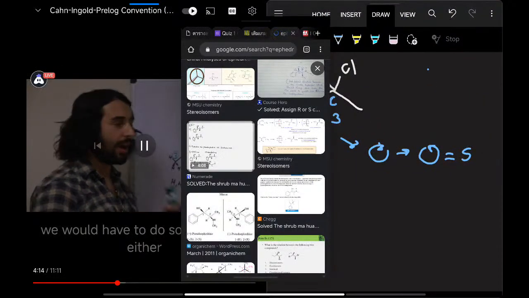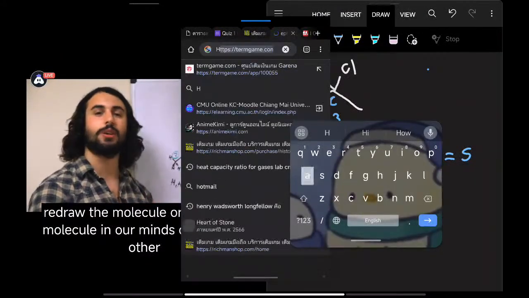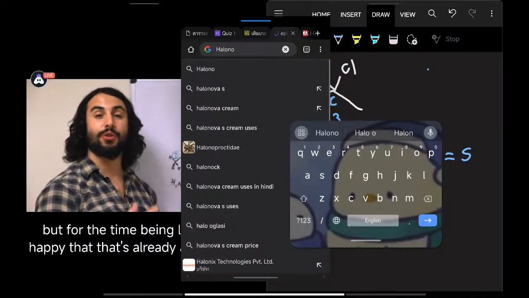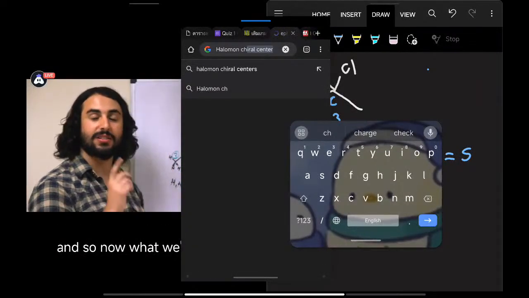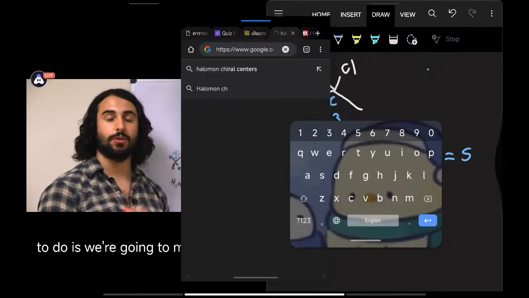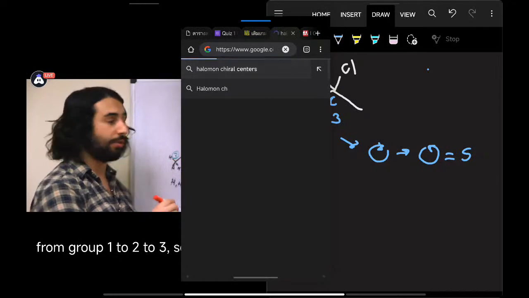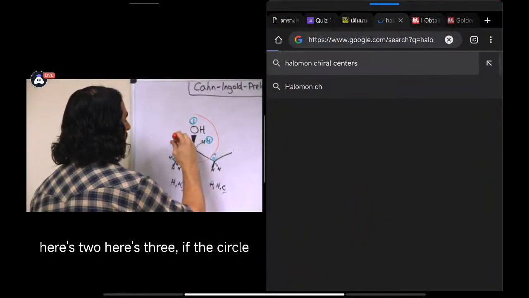To either redraw the molecule or rotate the molecule in our minds or do some other trick which we'll discuss later. But for the time being, let's just be happy that that's already away from us. And so now what we're going to do is make a circle from group 1 to 2 to 3. So here's 1, here's 2, here's 3.